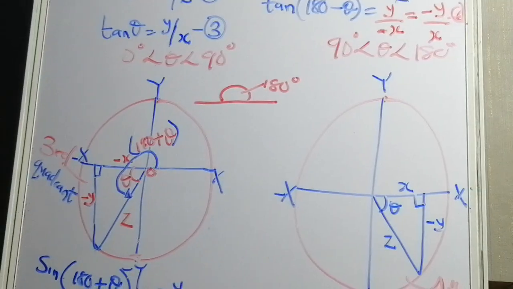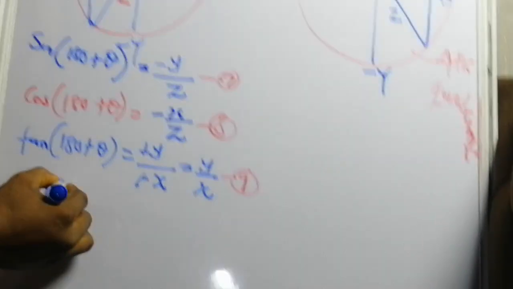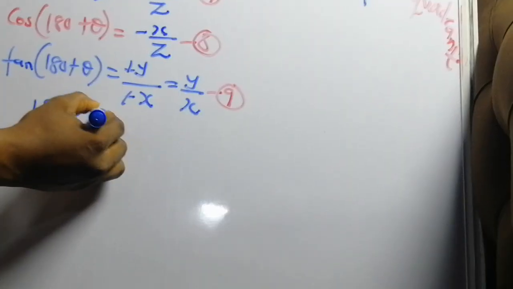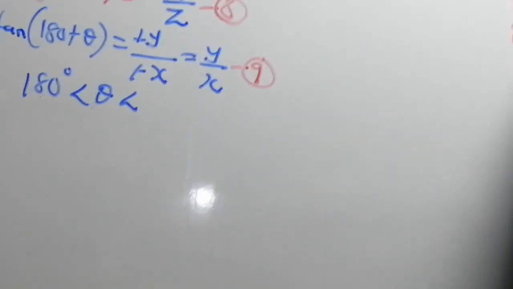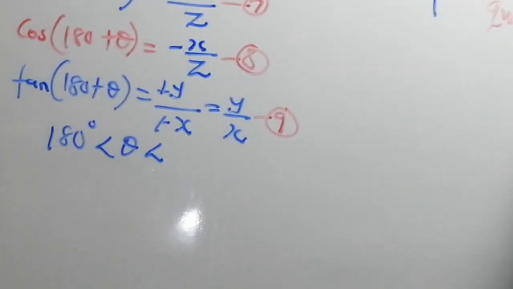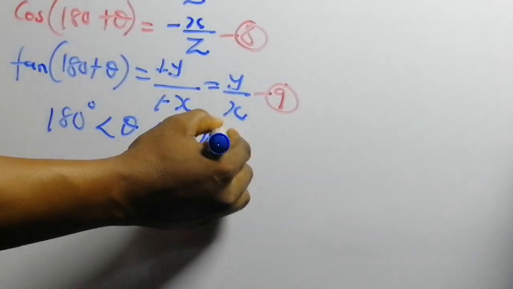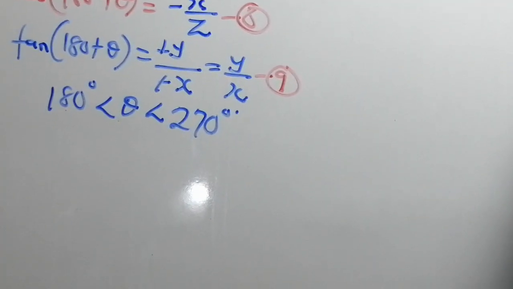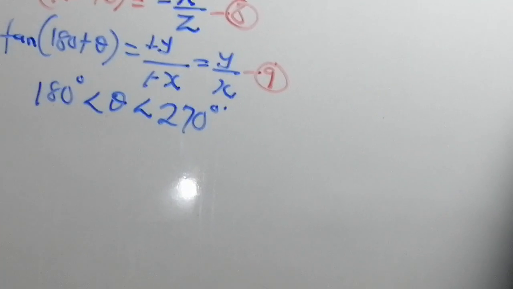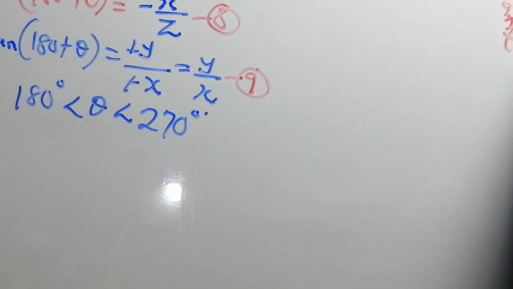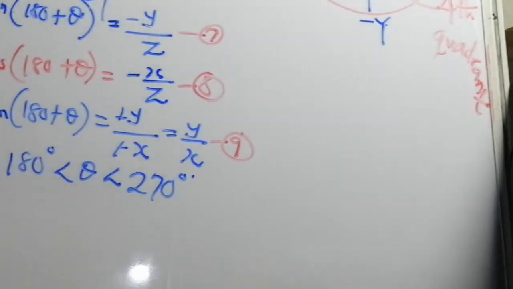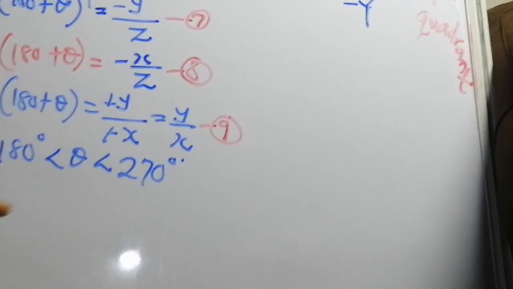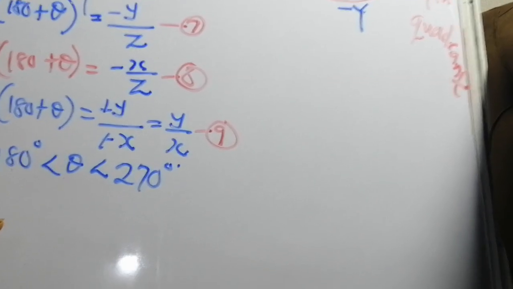Now for this third quadrant, it means this one is 180 degrees less than theta less than 270 degrees. So what are we doing? We are only adding 90 plus 90 like that. If you add 90 to 180, you should have 270 degrees. So this is for the third quadrant. We've done the third quadrant.